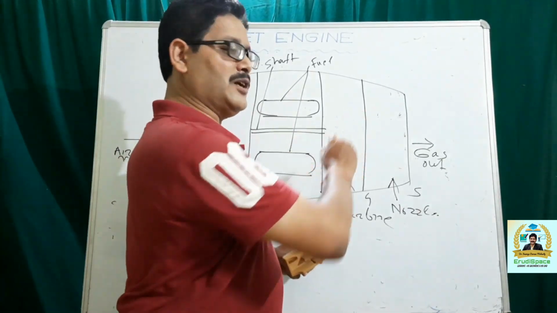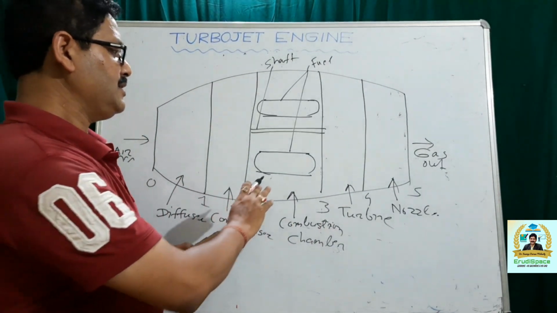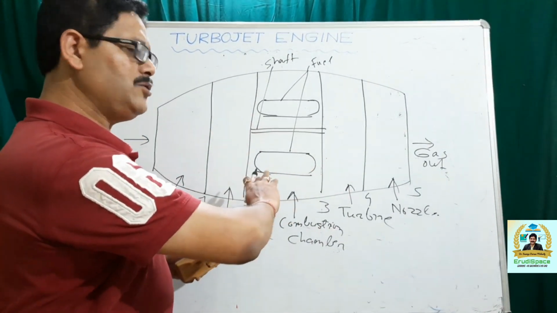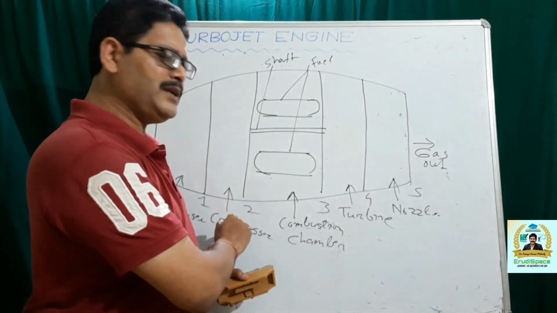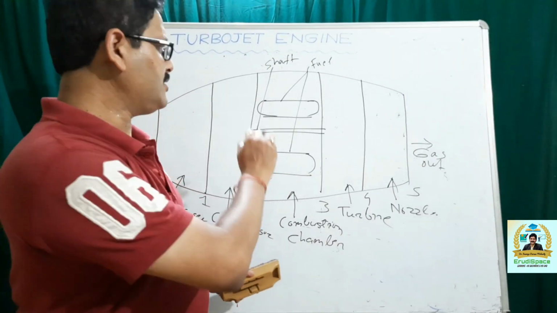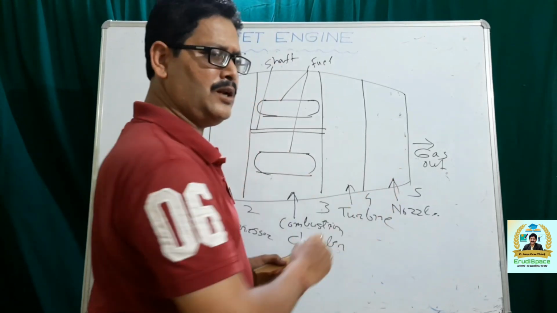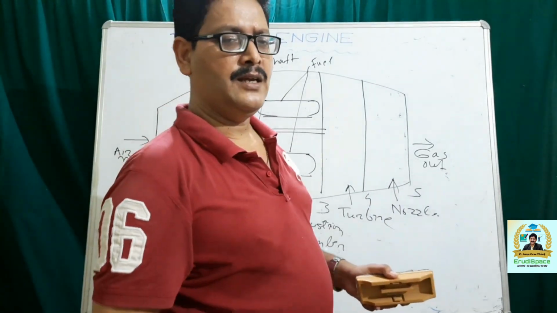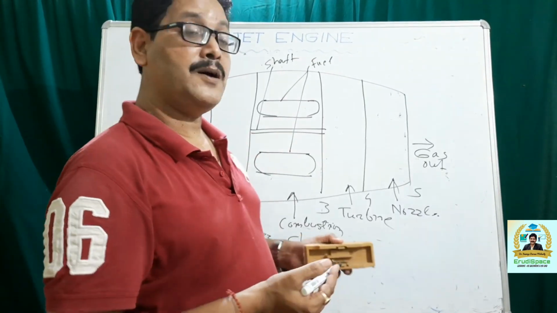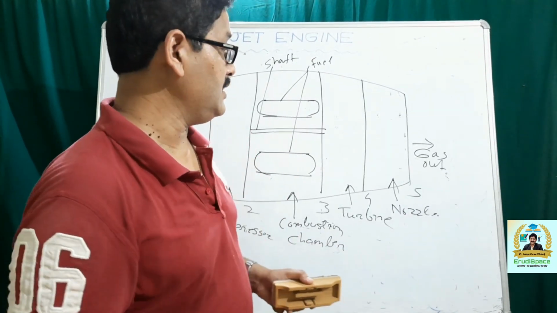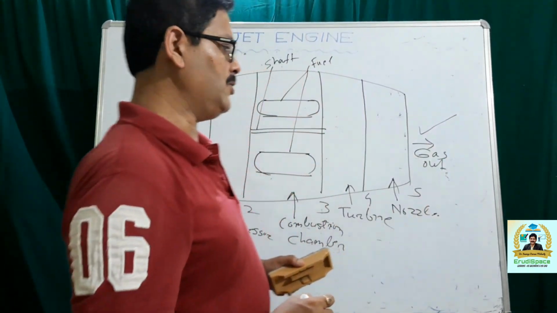Then it is taken to the turbine, where it undergoes expansion, and the power that is developed due to expansion in the turbine is utilized to meet the requirement of the compressor and other auxiliary components. After that, it is taken to the nozzle. The nozzle is a smoothly varying section which converts the pressure energy into kinetic energy. So the gas leaves with a very high velocity.